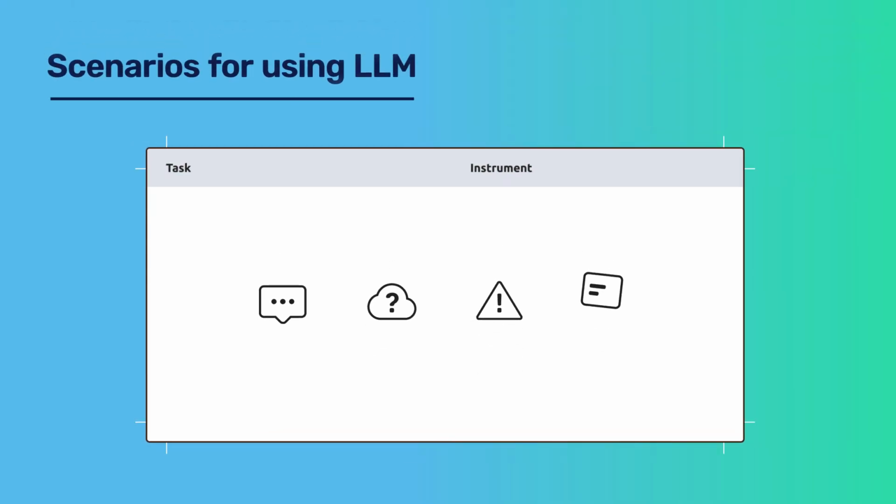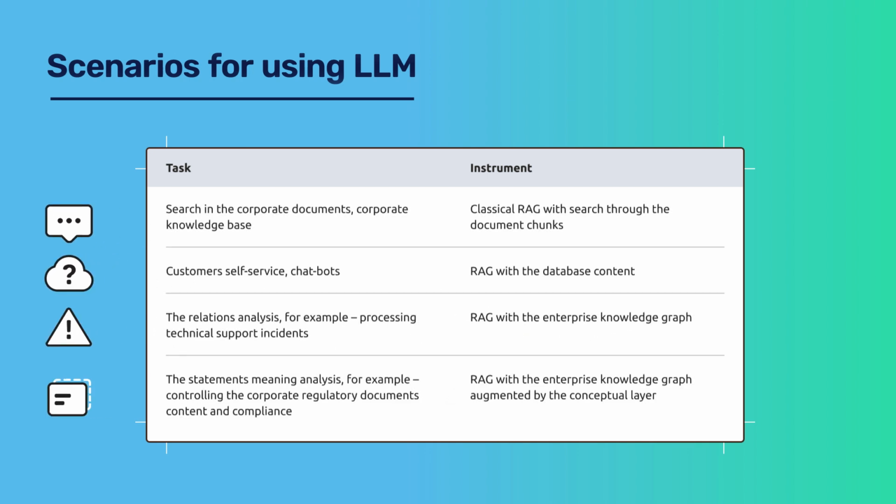We have considered several scenarios for using LLM for processing corporate data. Each scenario has its own technique. To search among the contents of corporate documents, the classic RAG with search by document fragments is used. Customer self-service tools and chatbots can be created using RAG over the contents of databases.